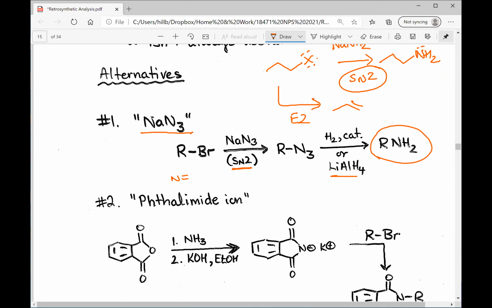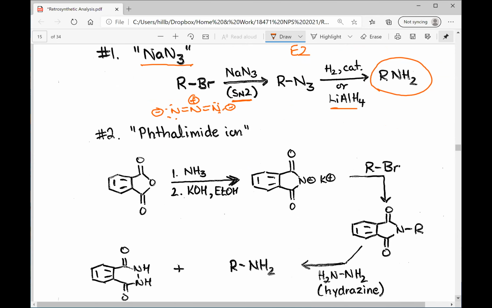Azide, remember, is this. So negative plus negative. It's a really good nucleophile. Linear. It's actually got 2 nucleophilic ends to it, so it's a nice little reagent to use.